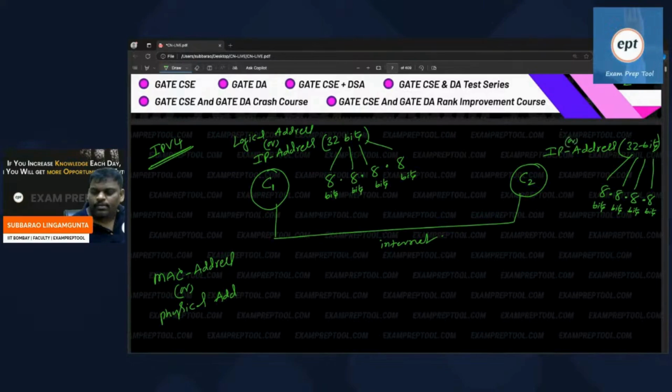Logical address, because it is not there on your computer. Physically in your computer, one number is there on the NIC, that is called a physical address, which is also called MAC address.